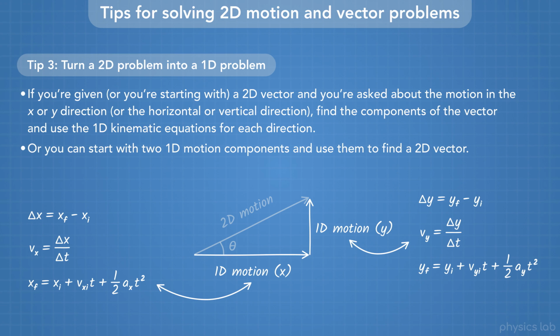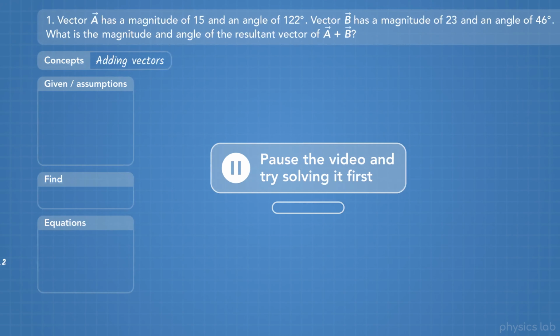Or you can start with two 1D motion components and use them to find a 2D vector. Remember, there's no 2D kinematic equations, there's only a combination of 1D kinematic equations. Alright, now let's solve some problems.